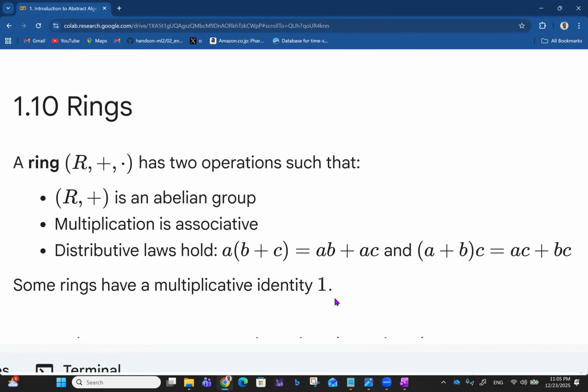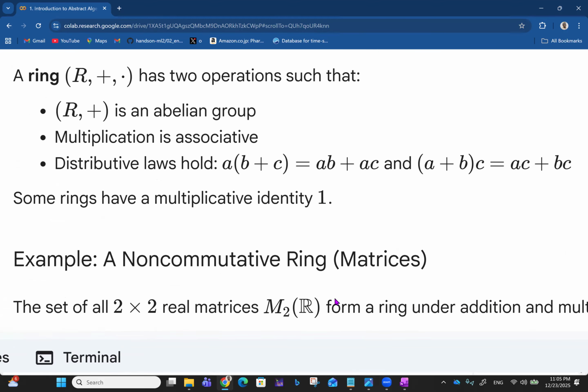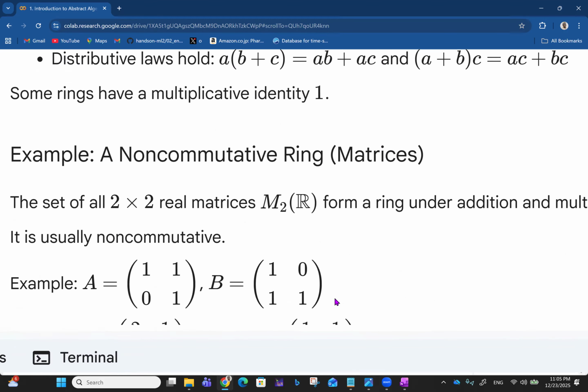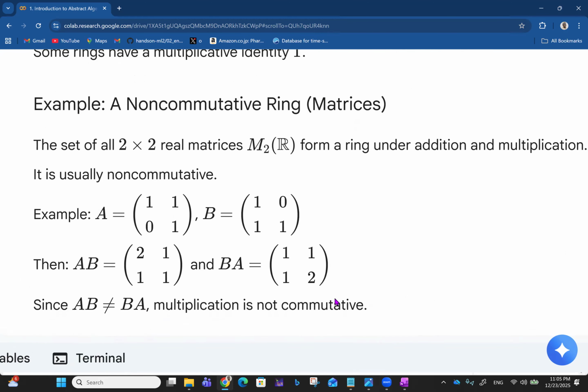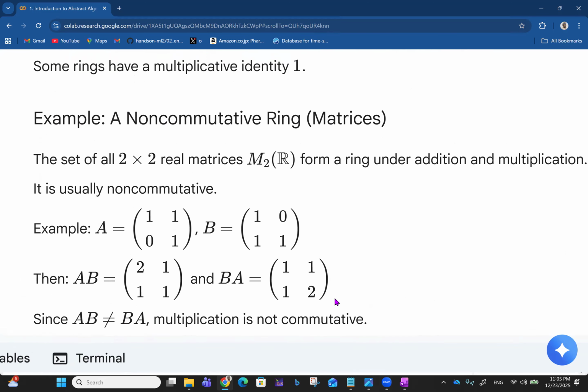Some rings have a multiplicative identity 1. Okay, that's about rings. So let's take an example of this now. A non-commutative ring: for matrices, for instance, we know multiplication is not commutative, right? So, talking about matrices, the set of all 2 by 2 real matrices, M2(R), forms a ring under addition and multiplication.